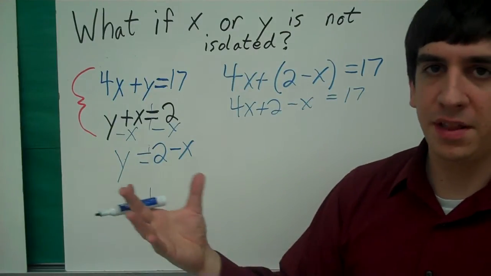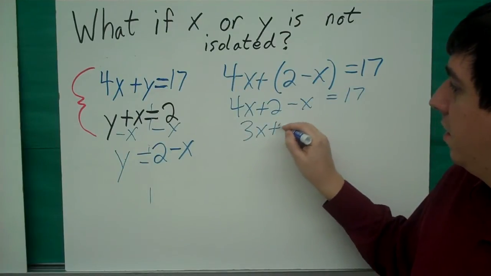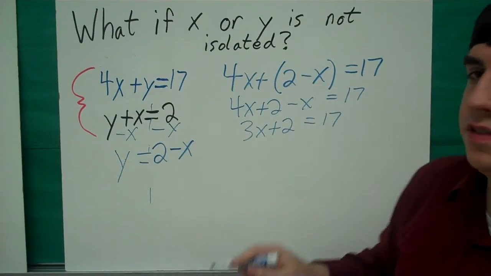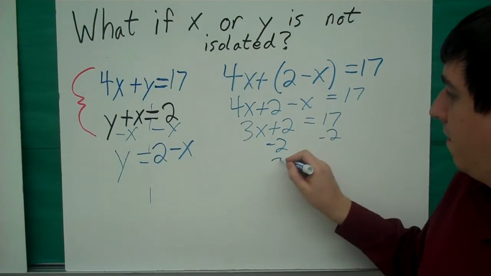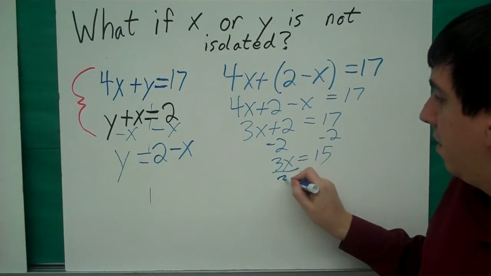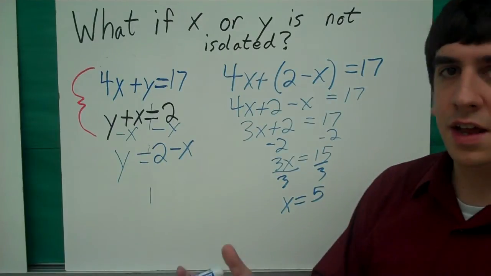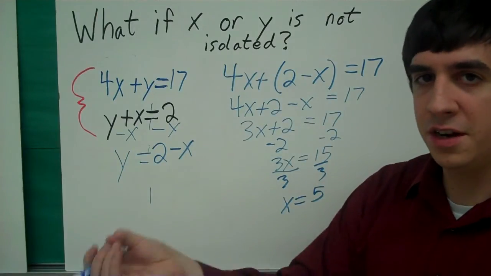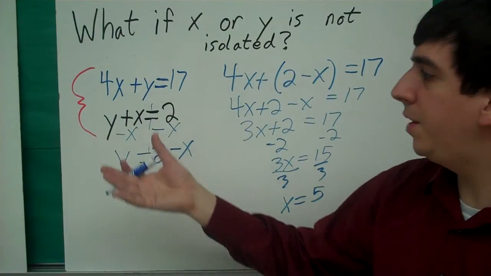Then we'll combine like terms and start to solve this. So 4x and minus x is 3x, plus 2 is 17, and then we'll solve for x here. And then last step, divide by 3. And I get x equals 5. And remember, that's not your solution yet. We need an ordered pair. Let's use 5 back into one of our equations.